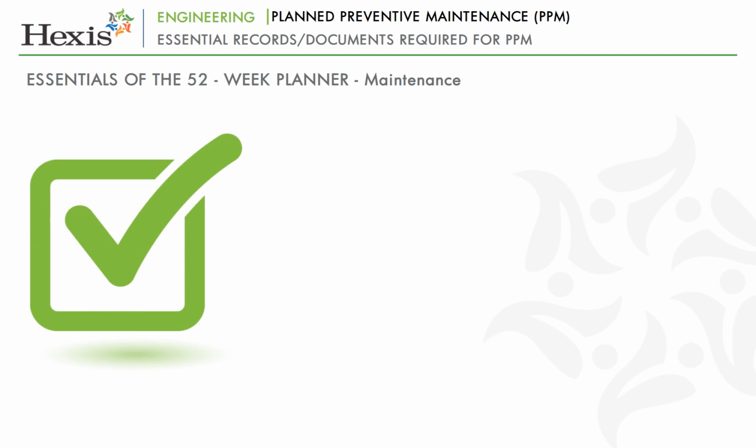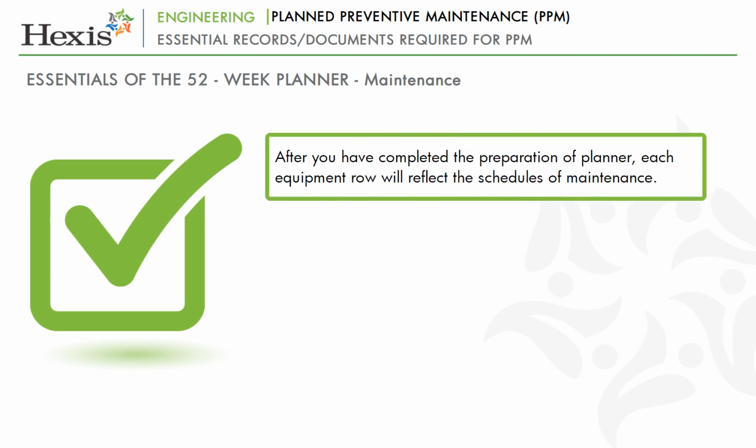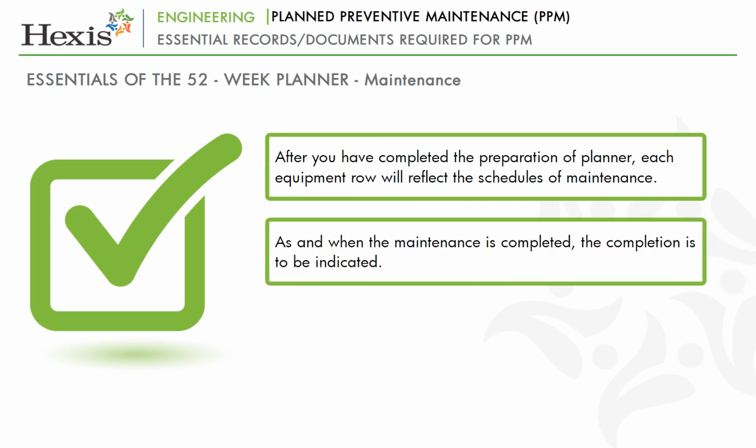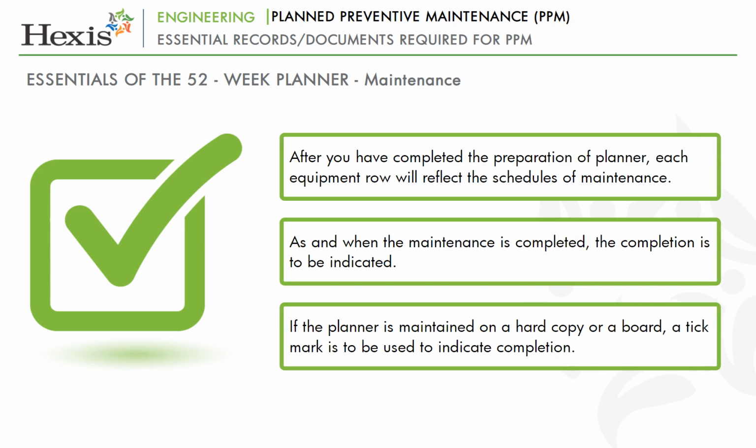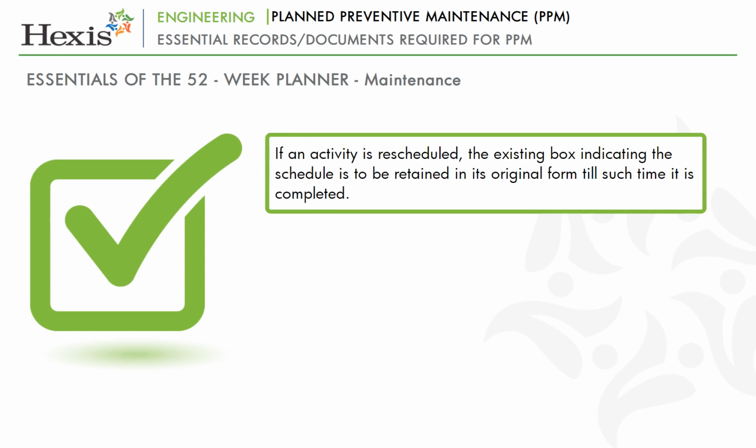In order to track the scheduling and completion of the maintenance effectively, the following is recommended. After you have completed the preparation of the planner, each equipment row will reflect the schedules of maintenance. As and when the maintenance is completed, the completion is to be indicated. If the planner is maintained on a hard copy or a board, a tick mark is to be used to indicate completion. If an activity is rescheduled, the existing box indicating the schedule is to be retained in its original form till such time it is completed.